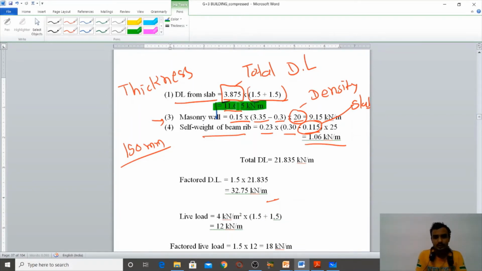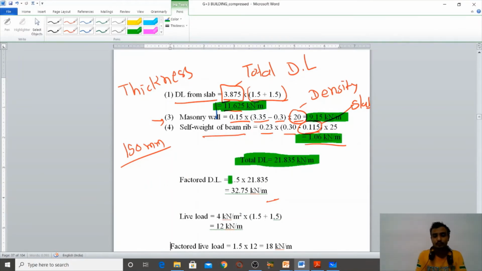So we have three values: first 11.62, second 9.50 and the third 1.06. The summation of all three values gives the total dead load: 21.83 kilonewton per meter. This is the total dead load.